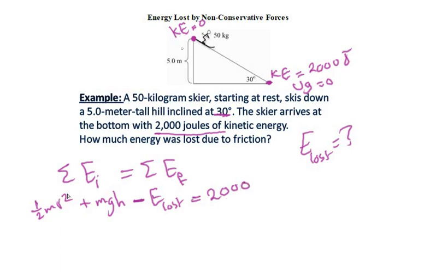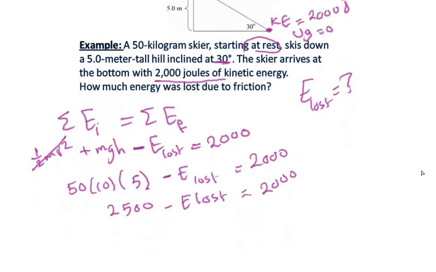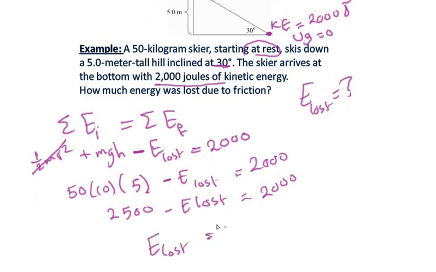We said that the kinetic energy at the beginning is 0 because the velocity is 0 as the object started at rest. mgh: the mass is 50 kilograms, g is 10, and the height is 5. Minus E lost equals 2,000. 50 times 10 is 500. 500 times 5 is 2,500. Minus E lost equals 2,000. So E lost is 500 joules. 1/5 of the energy was lost because of friction.